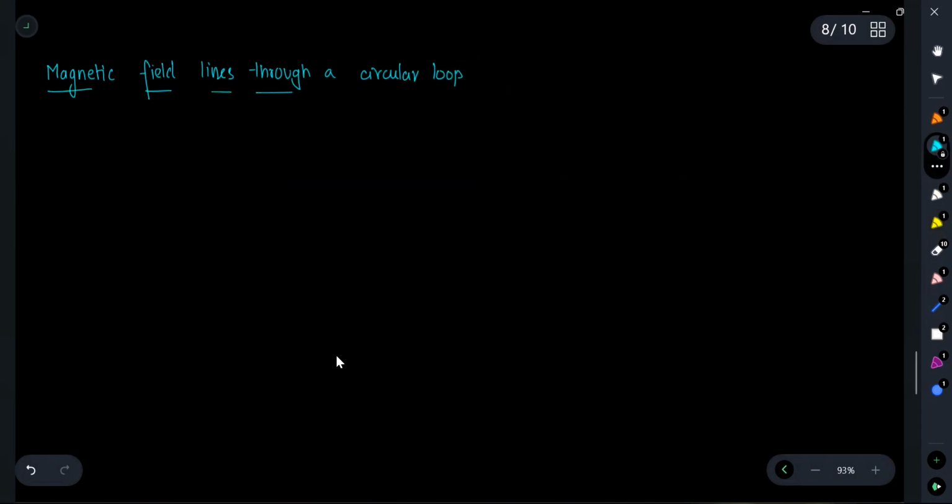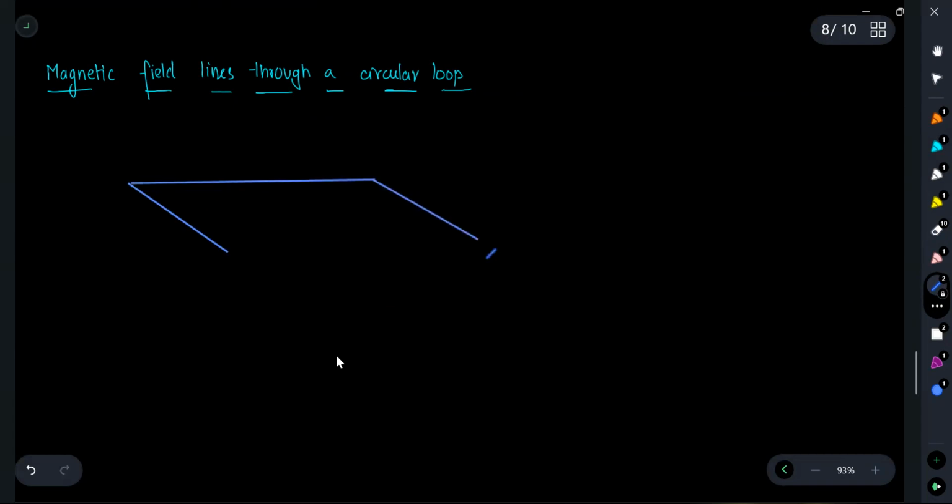Okay, so let's make a cardboard and make a circular loop over it. So let's make a cardboard, use some lines. And let's make a circular loop over this. So a loop of wire, somewhat like this.